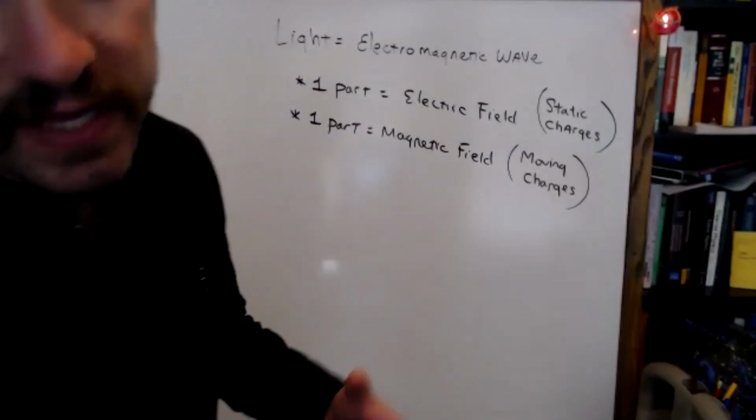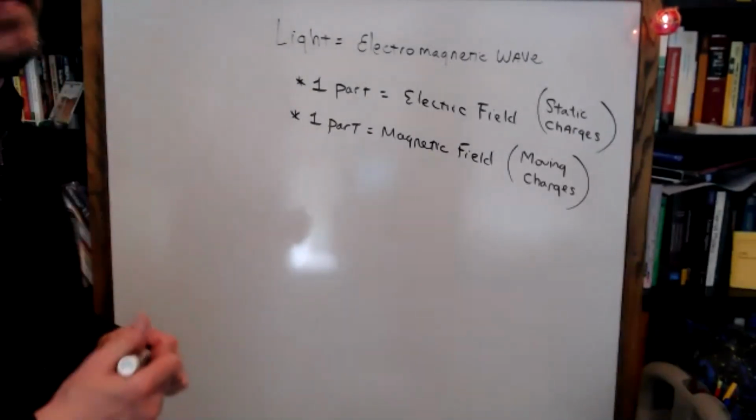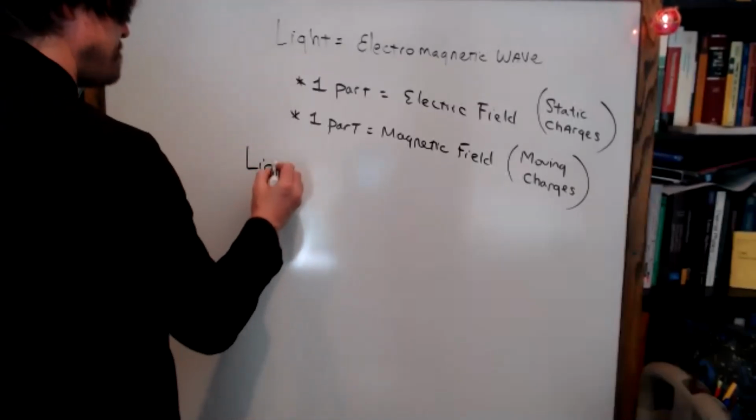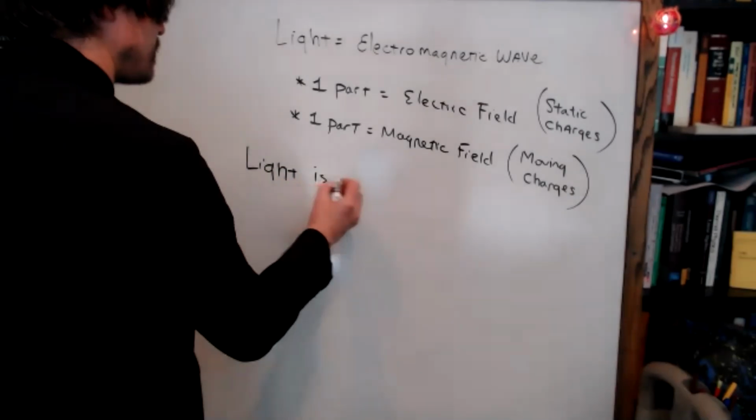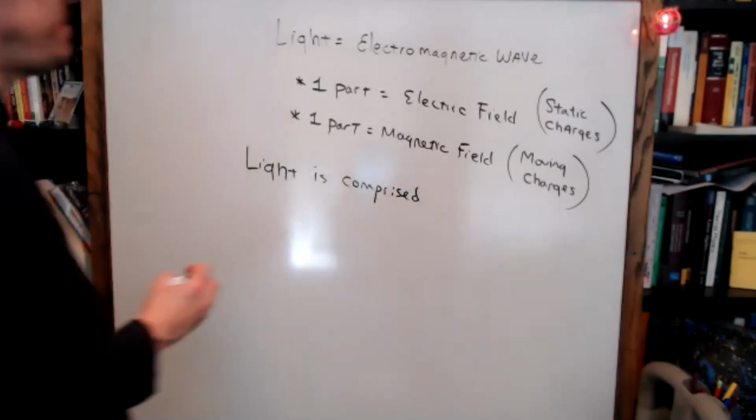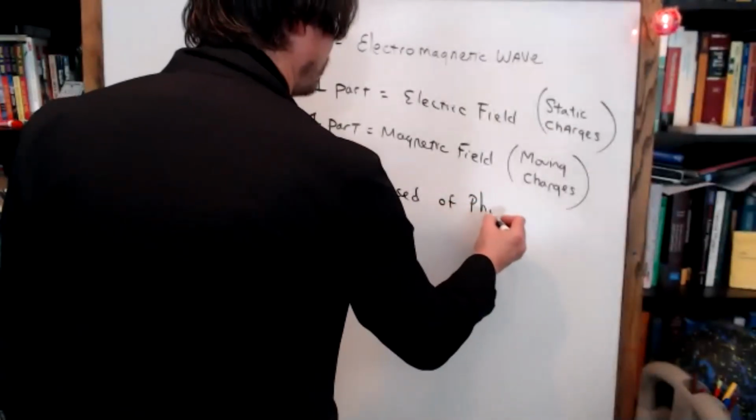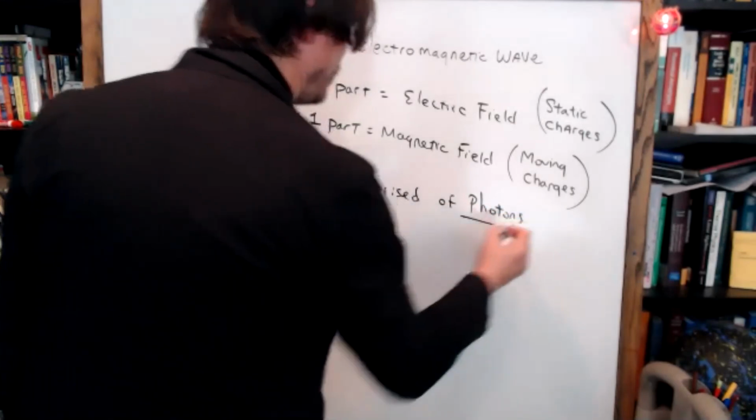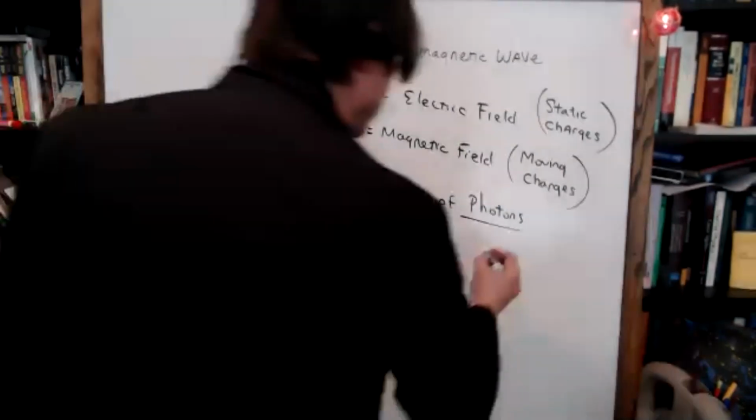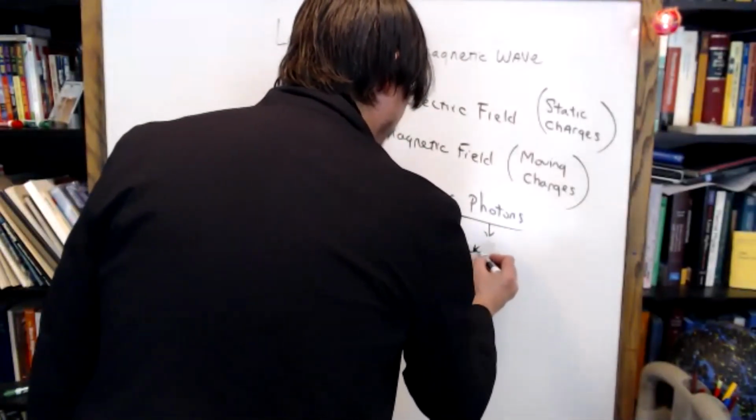Light, of course, can be detected by human eyes only within a certain range of wavelengths. So we say that light, or beams of light, is comprised of small packets of light called photons. Photons have particle-like aspects and they have wave-like aspects. So what we tend to say is we try to consider them to be packets of light.